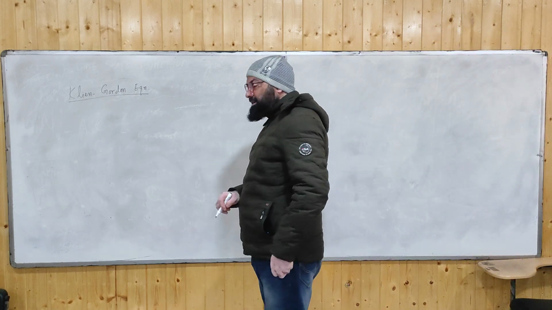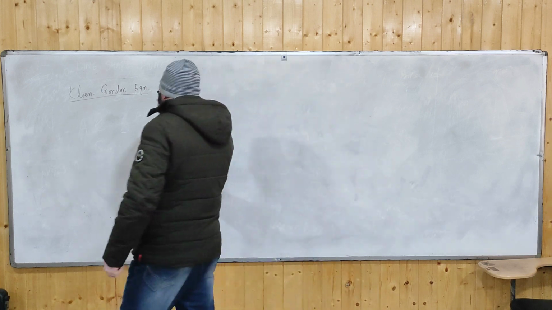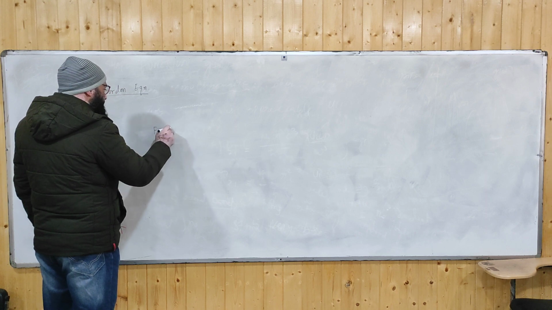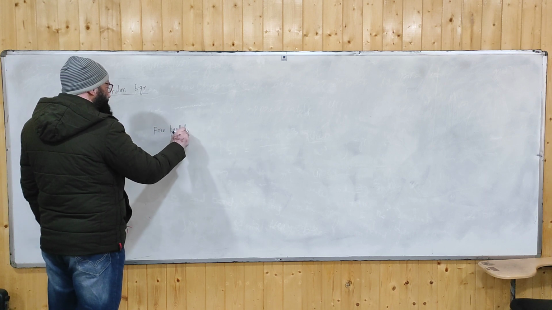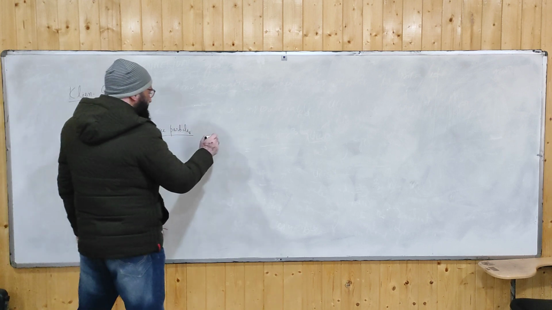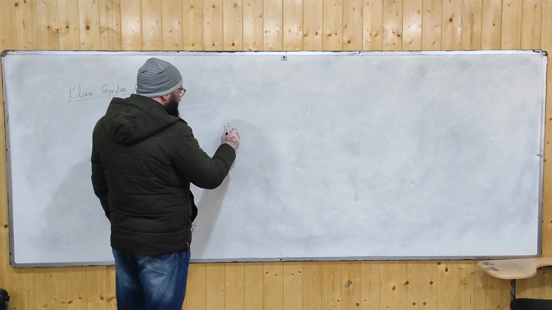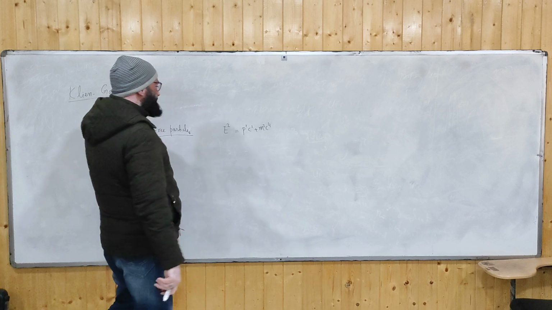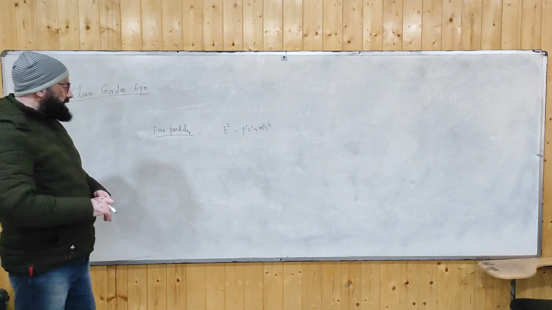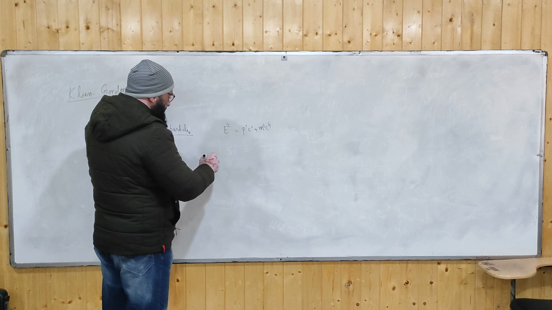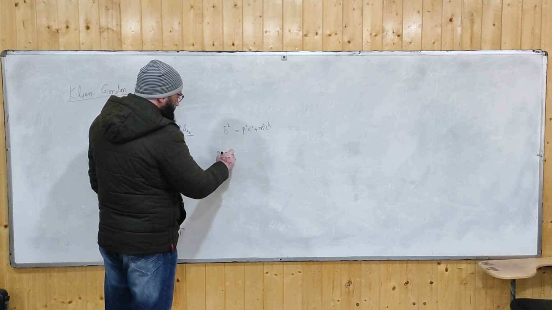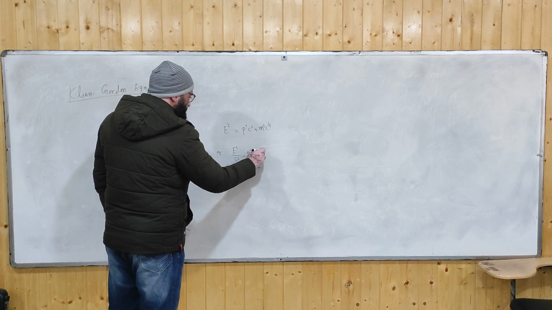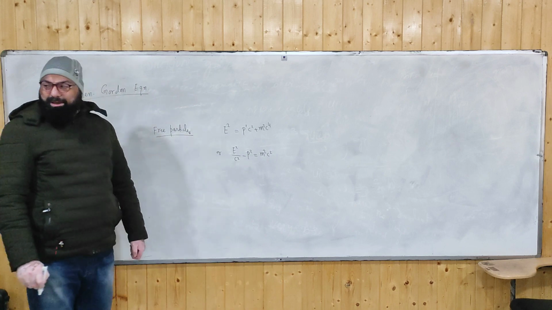So let's start with a free particle. What is the energy momentum relation of a free particle? Everything we will be doing with the free particle. So what is the energy momentum relation? E square is equal to p square c square plus m square c to the fourth. Clear? So this I can write as E square by c square minus p square equal to m square c square.